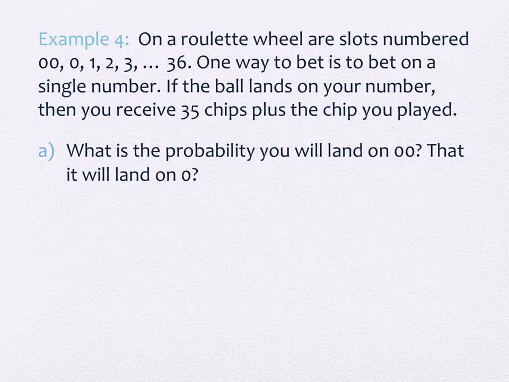So the first thing we're going to do is talk about what is the probability that you will in fact land on 00. Probability. 1 out of 38. There is 1 double 0. There are 38 numbers. So 1 out of 38 probability. What's the probability that you will land on 0? Also 1 out of 38. So 1 out of 38 chance for each of those things to happen. So far, so good? And that would be true for any number. There's nothing special about 0 and double zeros, right? Any of those would be fine.